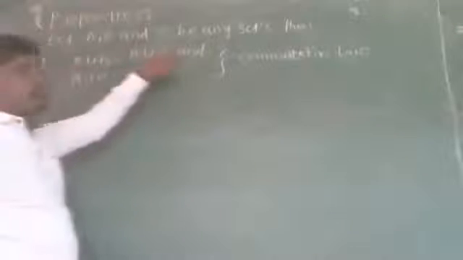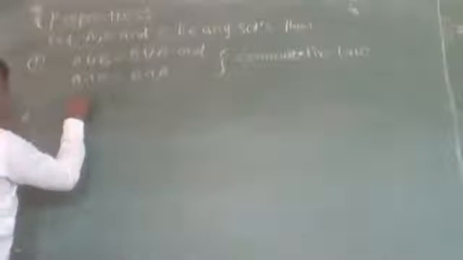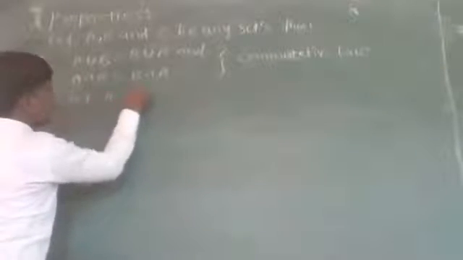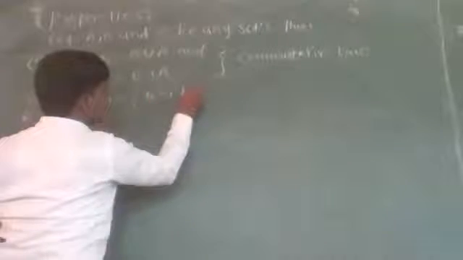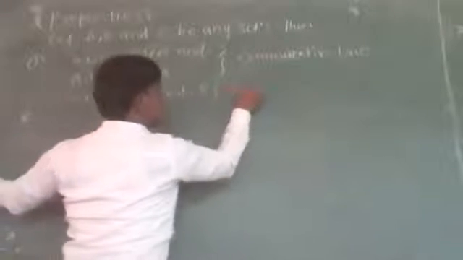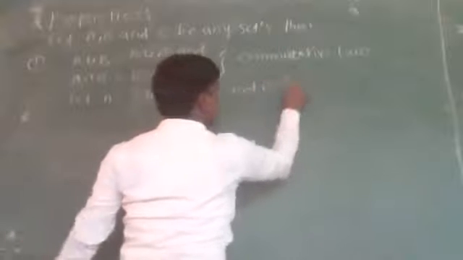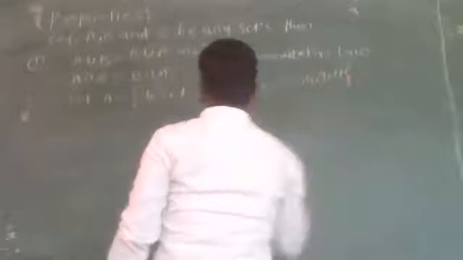Here we have to show that A union B will be equal to B union A, and A intersection B will be equal to B intersection A. Let A equal to 1, 3, 7 and 8, and B equal to 2, 4, 9 and 11. Then check first whether A union B is equal to B union A.